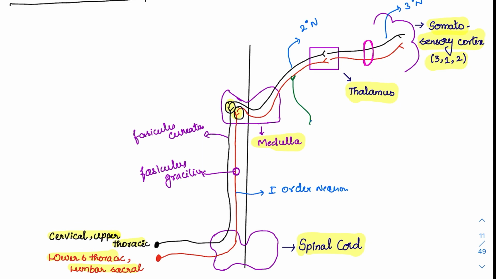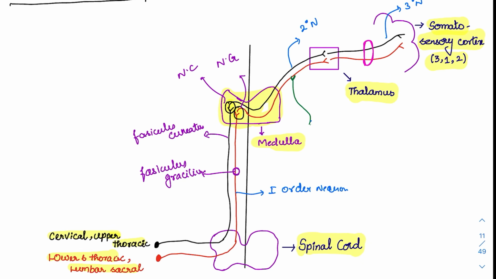There are two nuclei in the medulla. What will be the name of the nuclei? The nuclei are also very similar. That is nucleus gracilis. I am not writing the full form. Then nucleus cuneatus. Both are nuclei in the medulla. From the medulla, I told you one important note about this dorsal column. Where is the crossing over happening? The crossing over happens at the level of the medulla. So from the medulla, they will cross over and reach the thalamus.